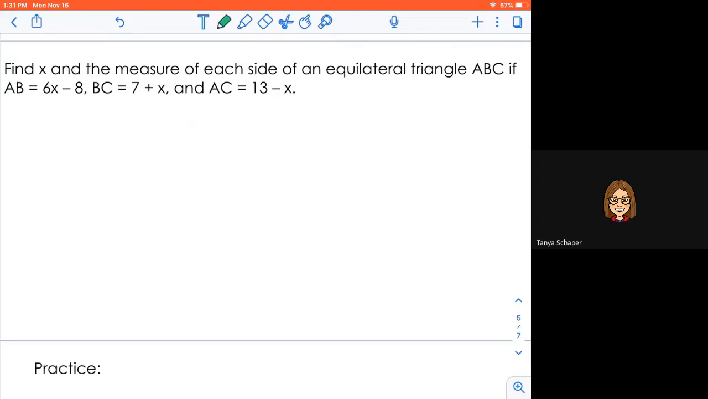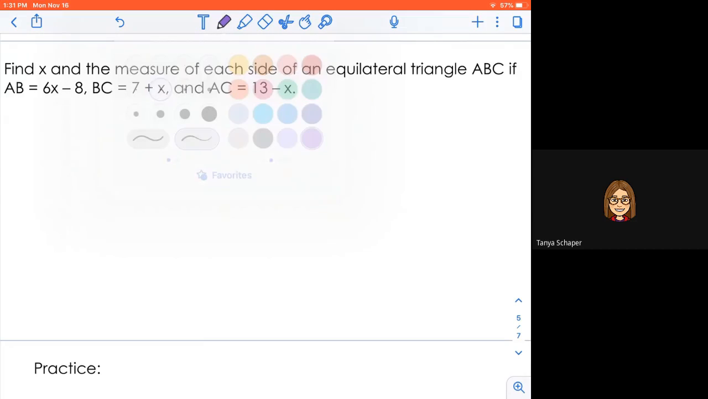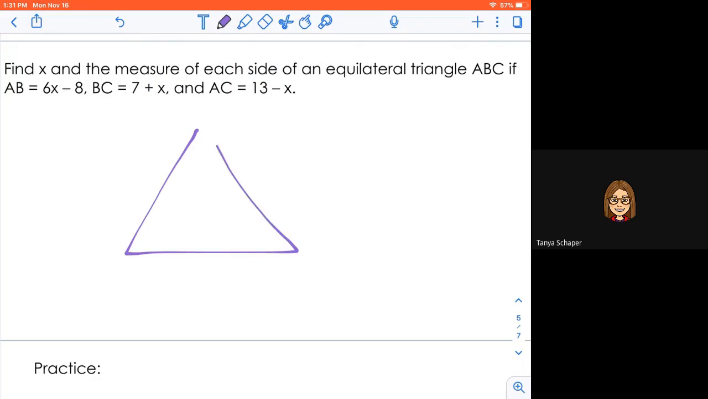All right, here's another one. We want to find X and the measure of each side of an equilateral triangle. So the first thing I'm going to do is sketch out what this triangle looks like. So A, B, C, it's equilateral, so all the sides are the same. AB is 6x minus 8. CB is 7 plus x. And AC is 13 minus x.